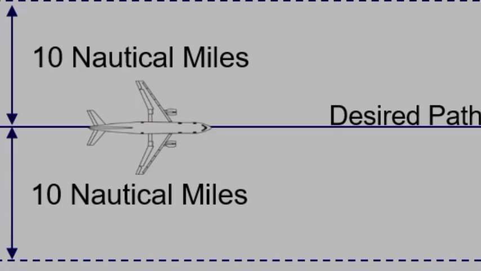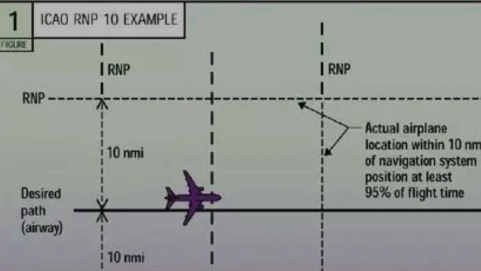We are not so much restricted. For example, we can even have RNAV 4 or maybe RNAV 10. And RNAV 10 means that we are allowed to have a deviation of 10 nautical miles either left or right along a designated route that we are flying.